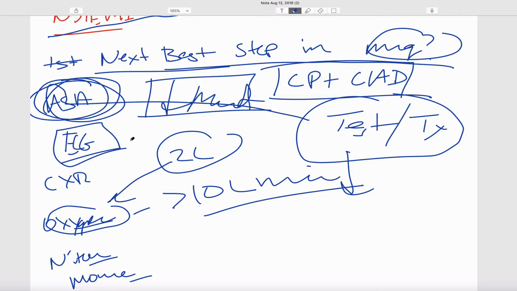ECG is going to be your first test. Aspirin is going to be your first treatment. If you're asked what is the first or next or best step in management of this patient with chest pain and known coronary artery disease or coronary artery disease risk equivalent, you want to give them aspirin first. That's going to be the first thing you do.